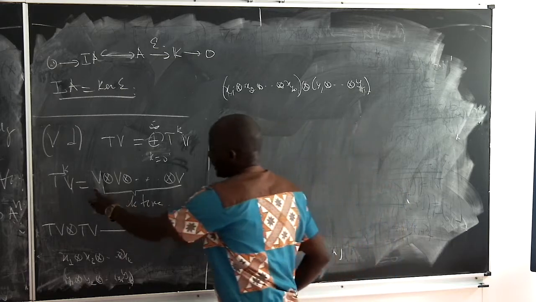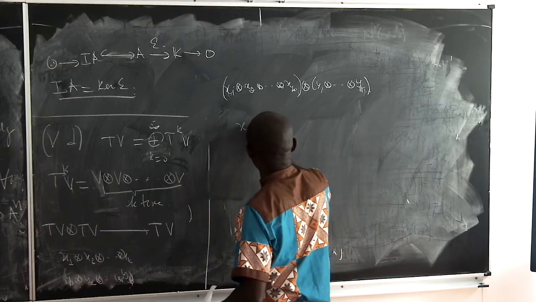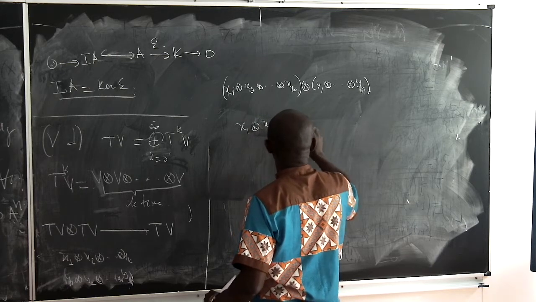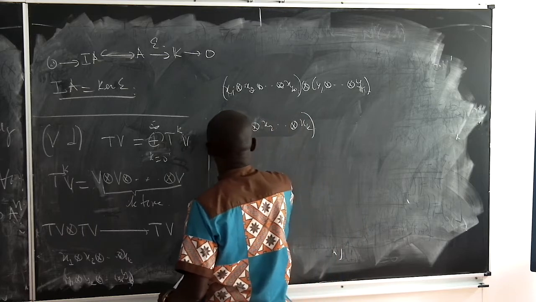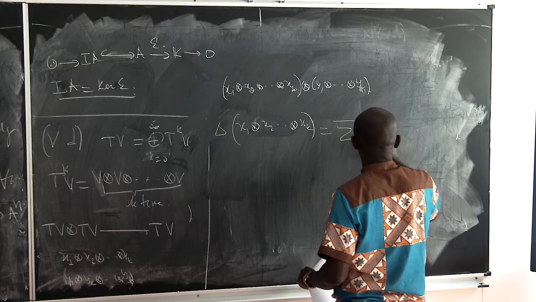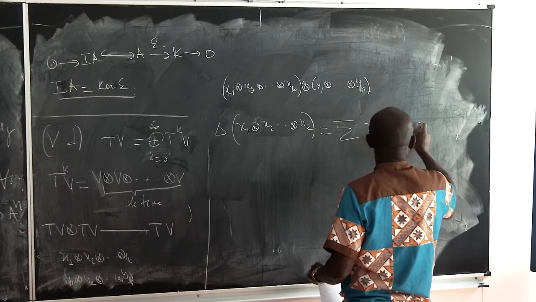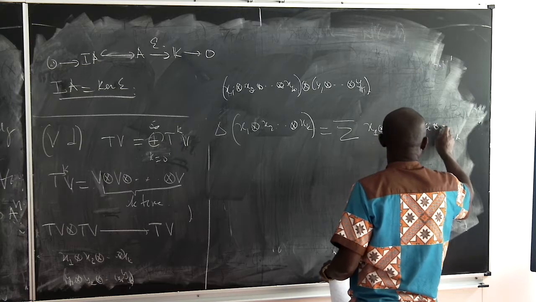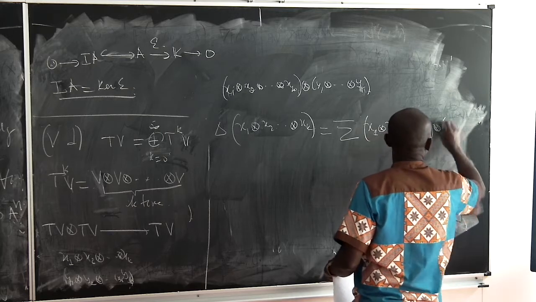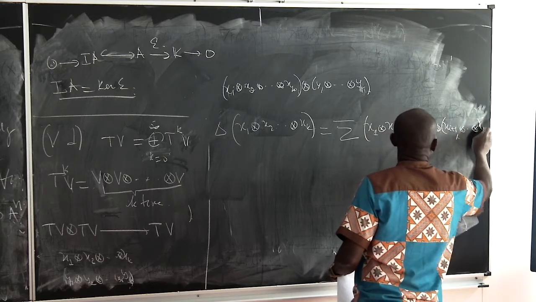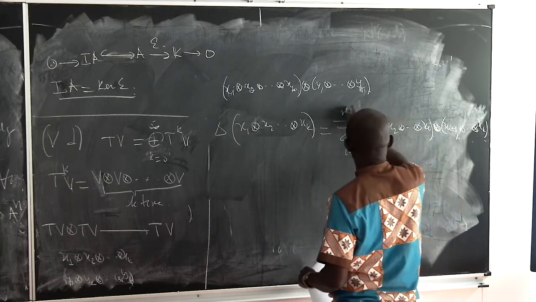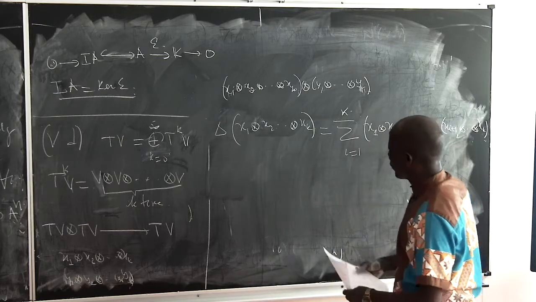And the coproduct here is just, if you have x1, x2, up to xk, the coproduct here is just the summation of x1 tensor x2 tensor up to xi, tensor xi plus 1 tensor up to xk, i from 1 to k. This is the coproduct defined here.